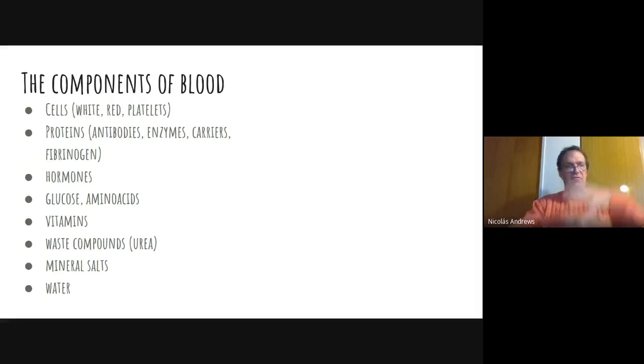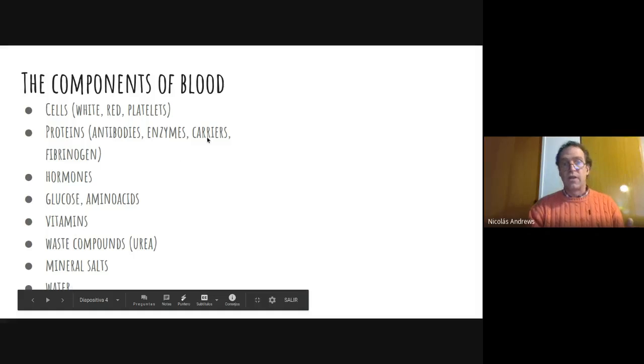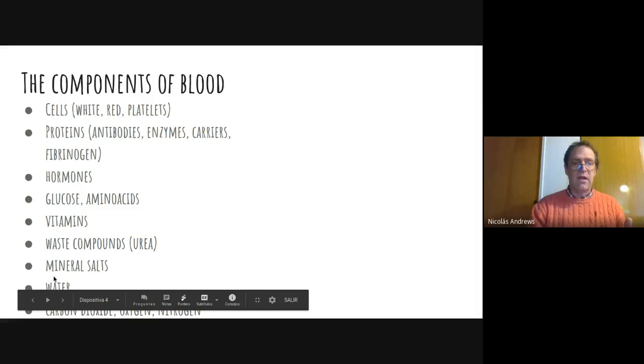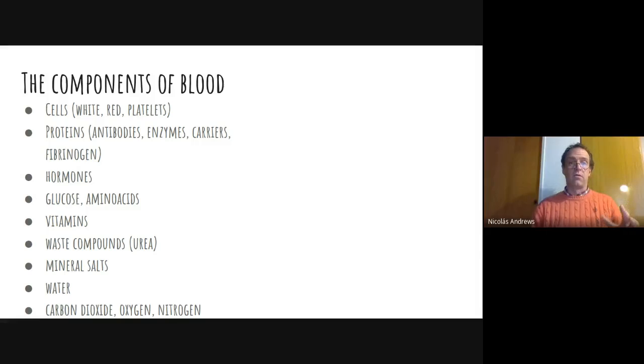Obviously, water, which is the solvent that carries all these things, including the substances that are carried in protein carriers. And finally, gases, carbon dioxide, oxygen, but a lot of nitrogen too that can diffuse in the lungs. Remember, 80% of the air is nitrogen, okay? Now, if you have already realized, the order in which the components of blood have been mentioned has to do with the size of the particles, okay? Obviously, cells are much bigger than any of these, okay?